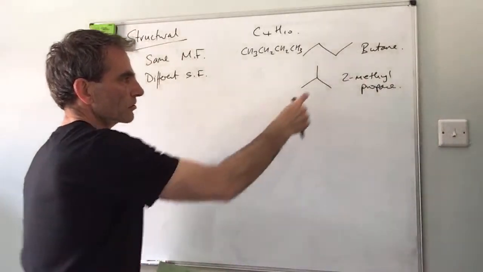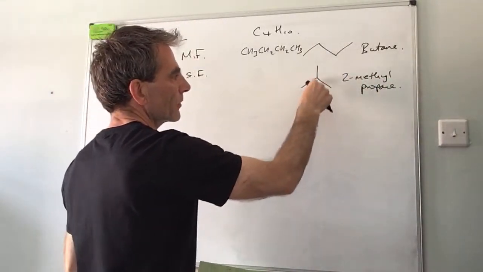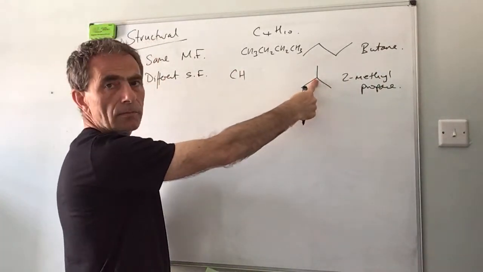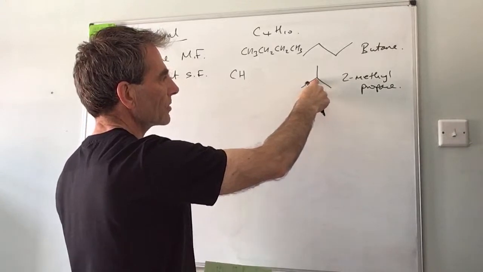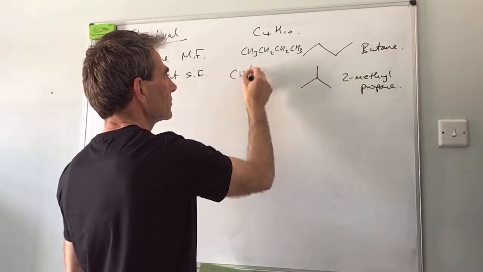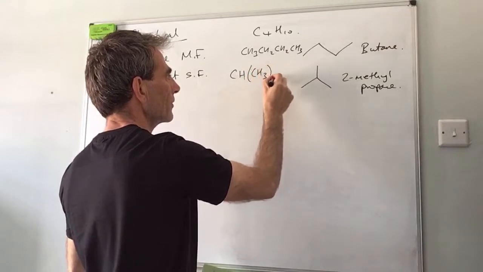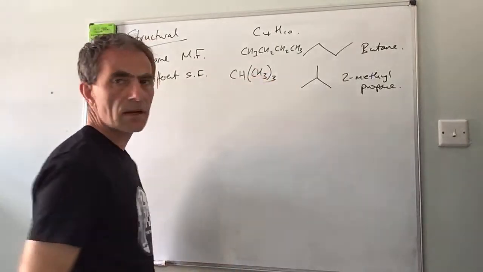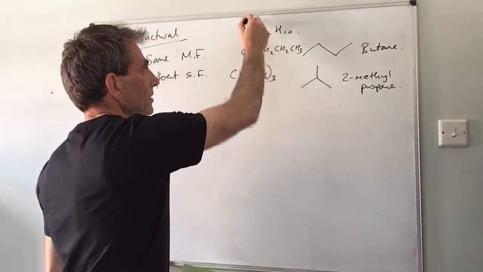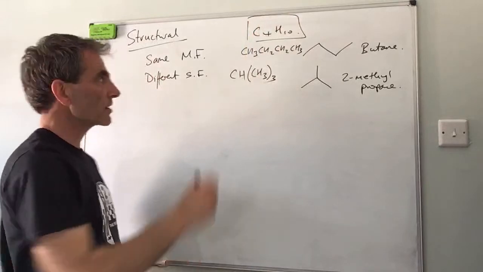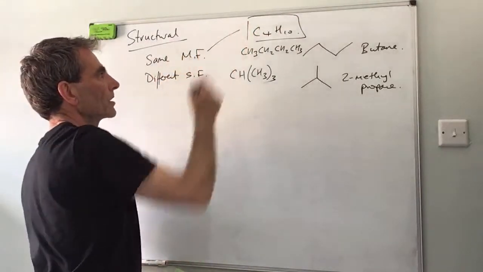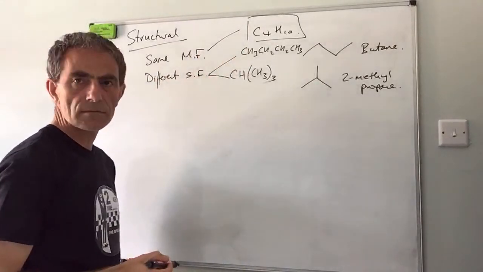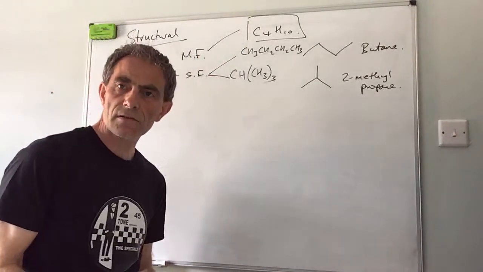Okay, so the structural formula for that: you've got a carbon with a hydrogen on it, I'm pointing at it now, and then around that carbon you've got 3 CH3 groups. So I would write the structural formula for that like that, CH3 3 times. Both of them are C4H10, same molecular formula, but the structural formulas are different, and that's what we mean by structural isomers.